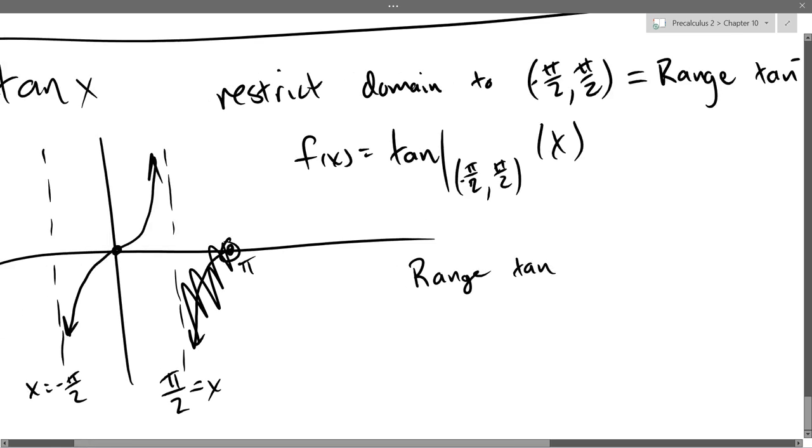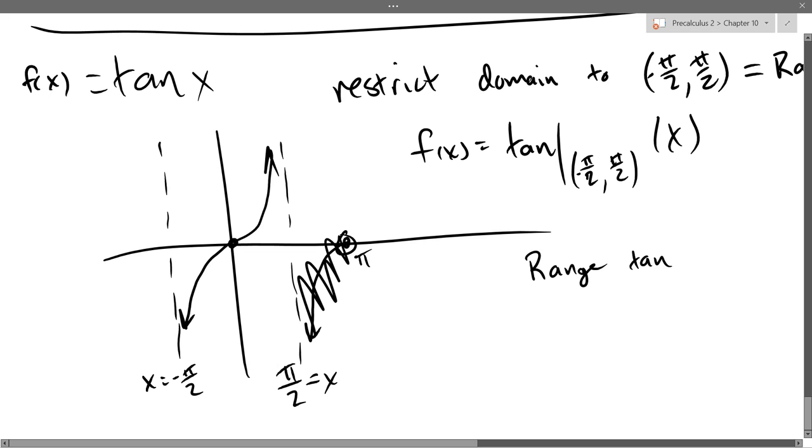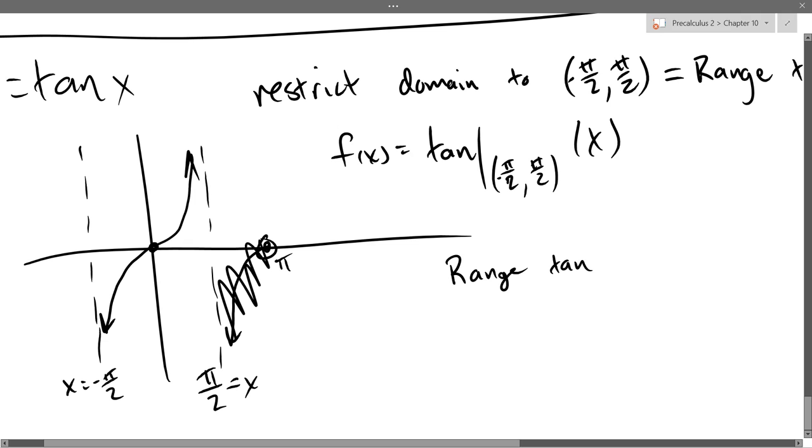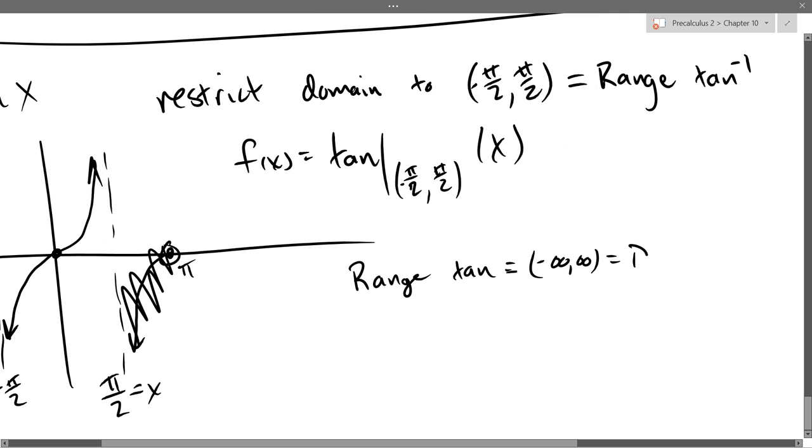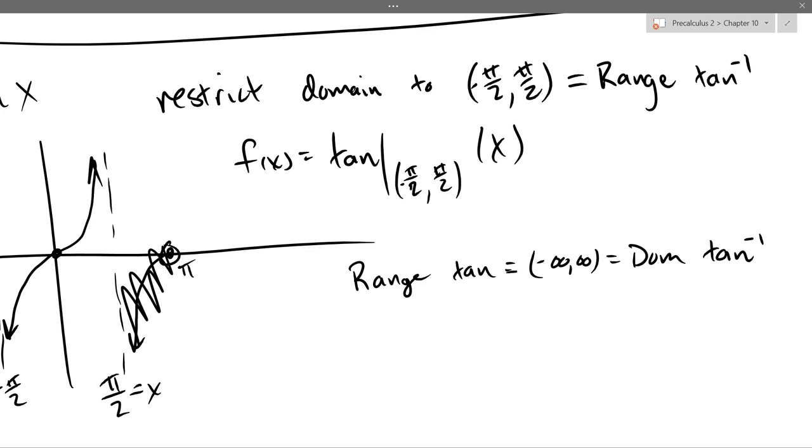What about the range of regular tangent? So we have the graph of tangent that we restricted the domain. What is the range of tangent in this graph? So we get all real numbers, negative infinity to positive infinity. There's no minimum or maximum. So our range of regular tangent is negative infinity to positive infinity. And this is, of course, the domain of tangent inverse. So this domain and range are very different than the other domains and ranges we had. Both of them are open, but in here, our domain of tangent inverse is actually all real numbers. So that's going to be a little strange.